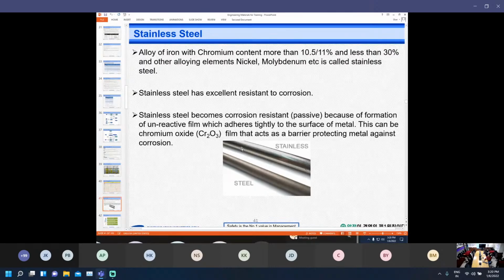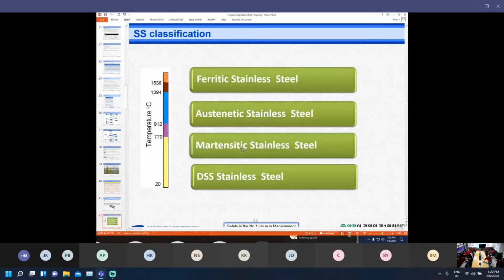Now, stainless steel. Stainless steel use is increasing worldwide. Everywhere, this material is gaining popularity. Because of its resistance to corrosion, this material is widely used. What is happening is that chromium oxide makes a layer, and it helps with corrosion resistance. So, stainless steel is further classified as ferritic steel, austenitic, martensitic, and DSS. DSS means duplex stainless steel.